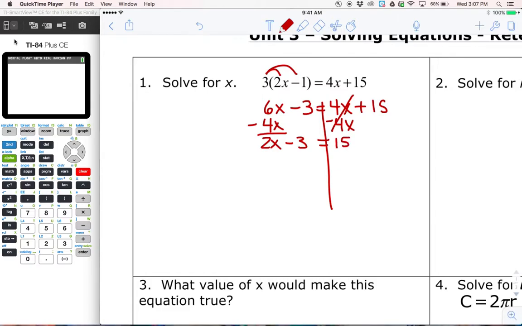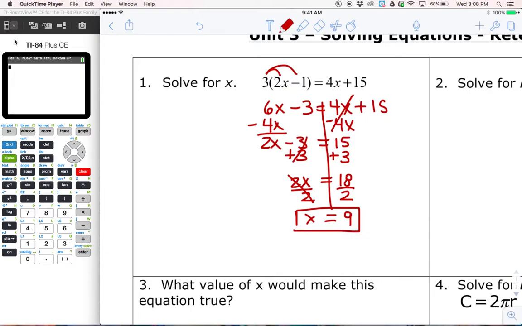Your next move, remember, always save whatever's touching your variable for last. So we're going to save that 2 for last, which means right now I'm going to deal with this negative 3. I'm going to add 3 to both sides, and I'm going to have 2x is equal to 18. All right, last but not least, we're going to get rid of this 2 since it's multiplying x. We're going to use division to get rid of it. And we're going to end up with x is equal to 9.